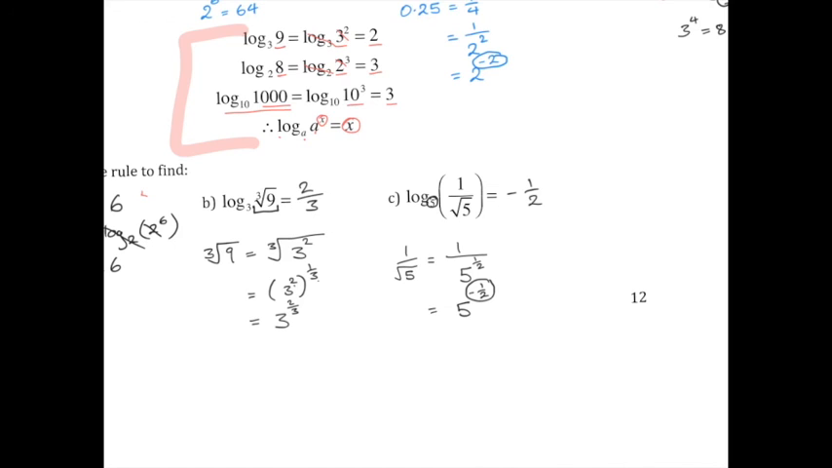So as you can see, girls, you really need to be good at your index laws. That's an absolute necessity for this topic, so if you need to revise them, please do.